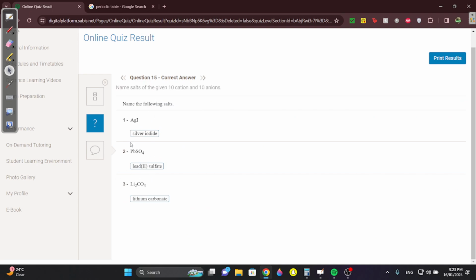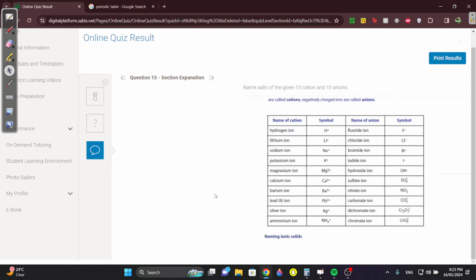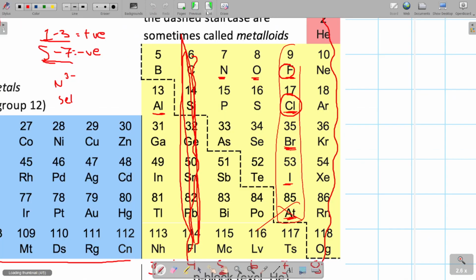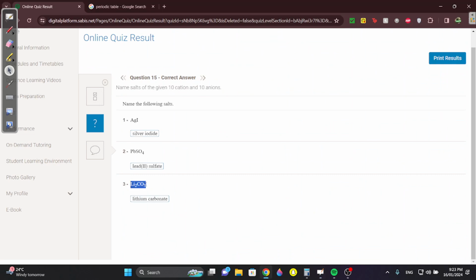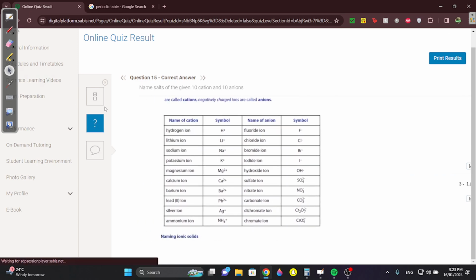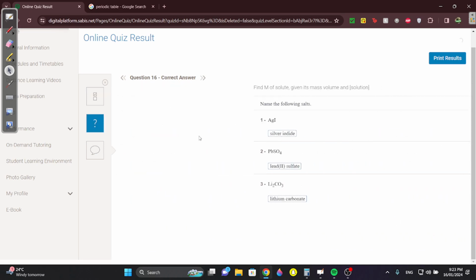I think there's also copper, Cu, and Fe, which is iron. Is it here? It's not here. But if you want iron, which is 3, it's Fe3+. And Li2CO3 is lithium carbonate. Lithium is here, and CO3 we said is carbonate. You have to memorize. You can't do anything other than memorize.